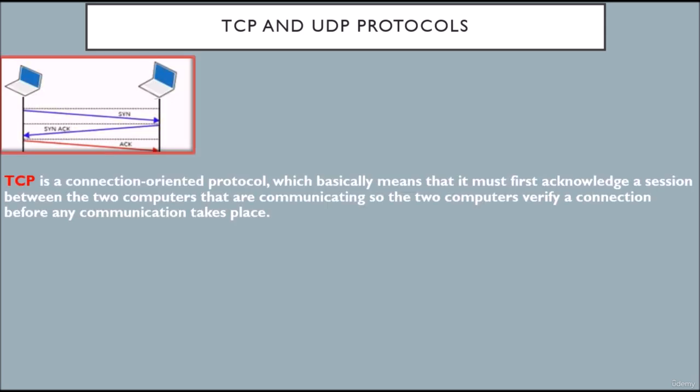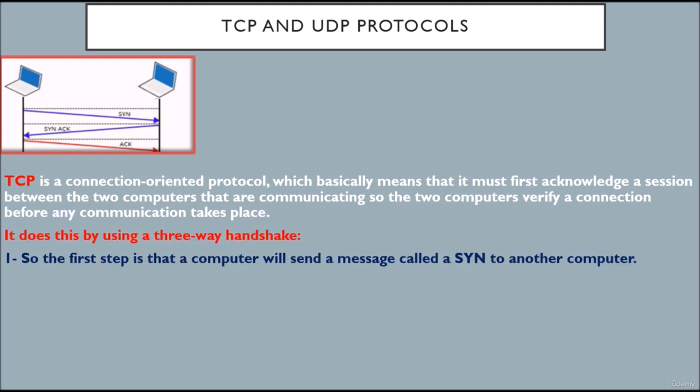TCP is a connection-oriented protocol, which basically means that it must first acknowledge a session between the two computers that are communicating. So the two computers verify a connection before any communication takes place. It does this by using a three-way handshake.